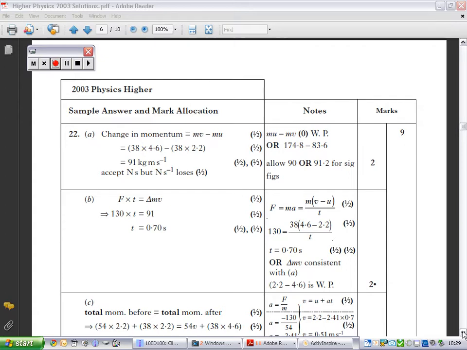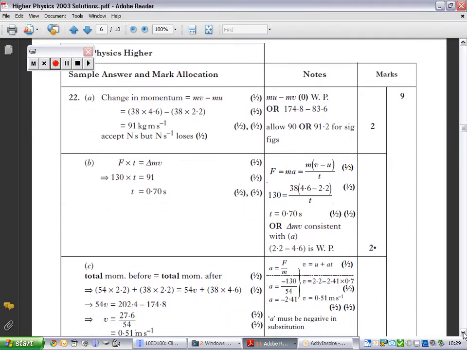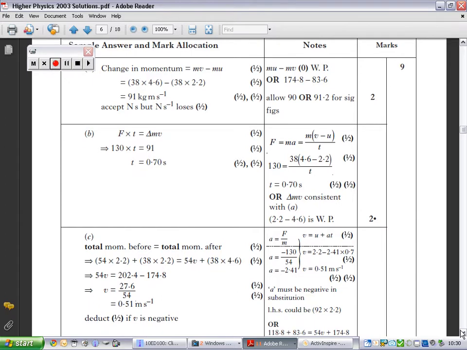Okay, Moses, so can you lose half a mark for newton seconds? No, newtons per second. You can get newton seconds, but not newtons per second. Right. Then you have to calculate your time. Force times time equals delta mv, which is just what you calculated. You rearrange for 0.7 seconds. That's surely an easy mark. Easy 2 marks to get.